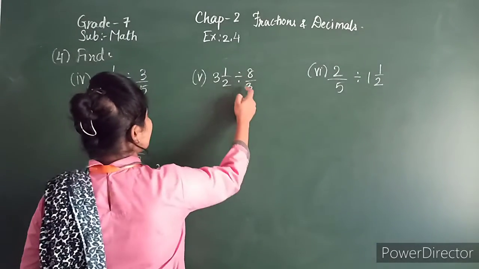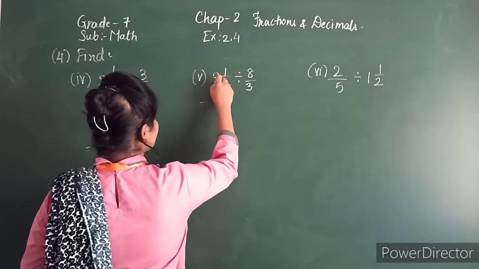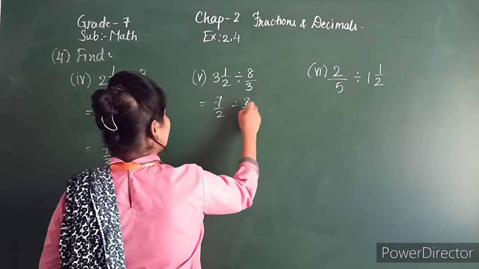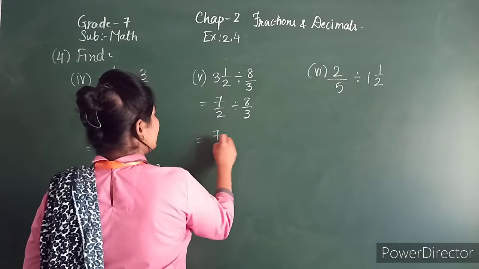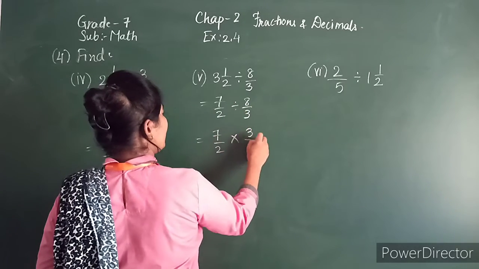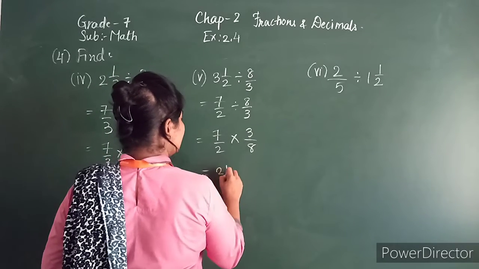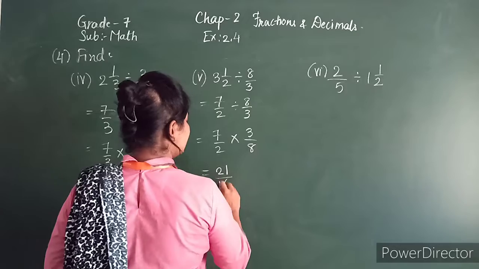Then 3 1 by 2 divided by 8 upon 3. So here 3 2s are 6. 6 plus 1, 7 upon 2 divided by 8 upon 3. Here 7 upon 2 into 3 upon 8. So now 7 3s are 21 and 8 2s are 16.